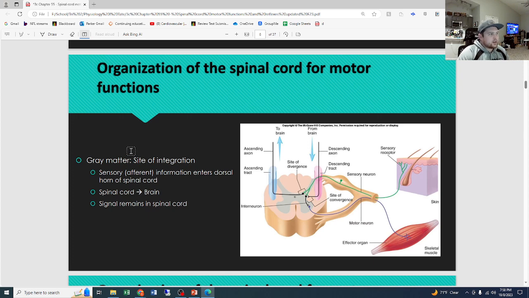Okay, so organization of the spinal cord for the motor function. The gray matter is the site of integration. So the gray matter is this whole part here in the middle. The sensory, or the afferent, this is a vocab real quick. Afferent versus efferent. Efferent, if I can spell.